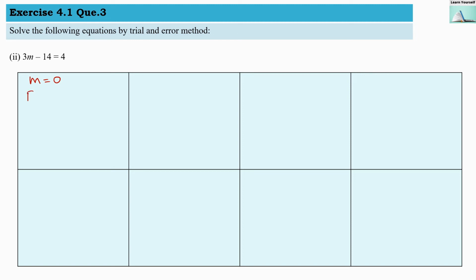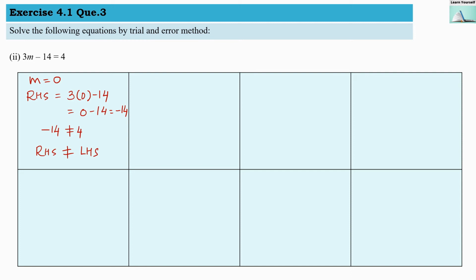So our RHS here is going to be 3 into 0 minus 14. So it is going to be 0 minus 14. So the answer is minus 14. But minus 14 is not equal to 4. So RHS is not going to be equal to LHS for m equals 0.